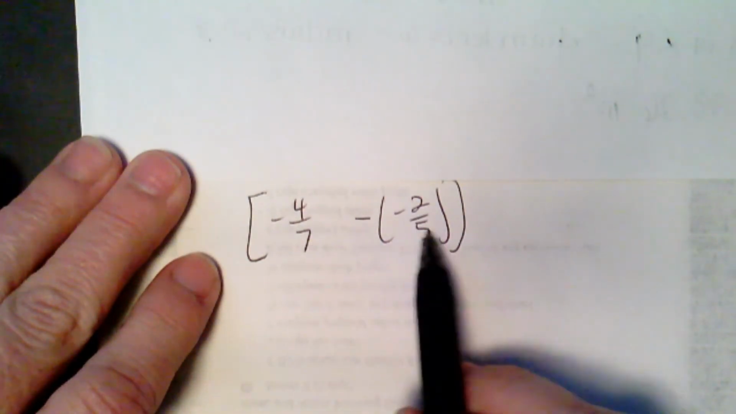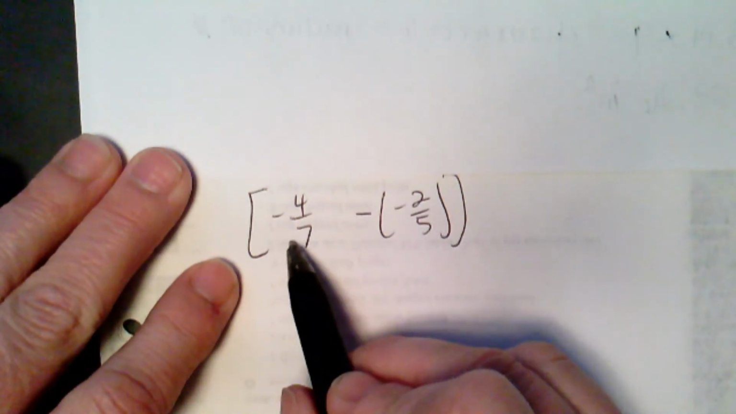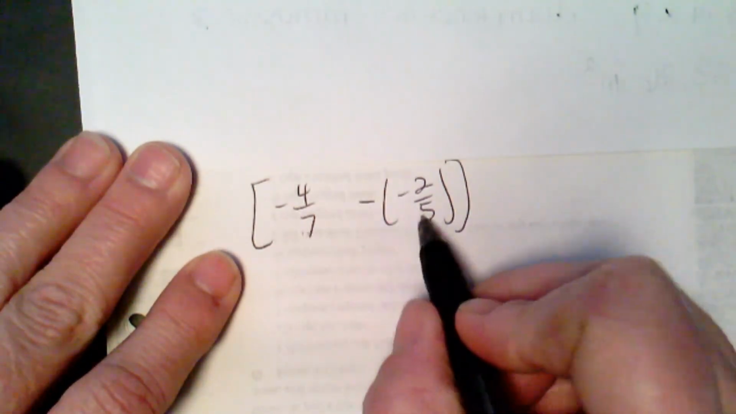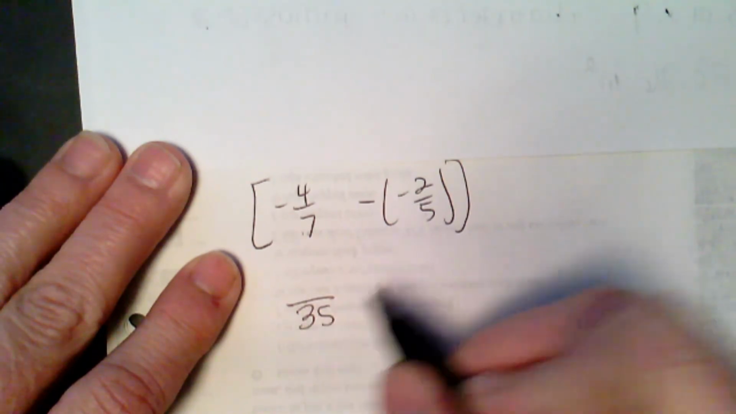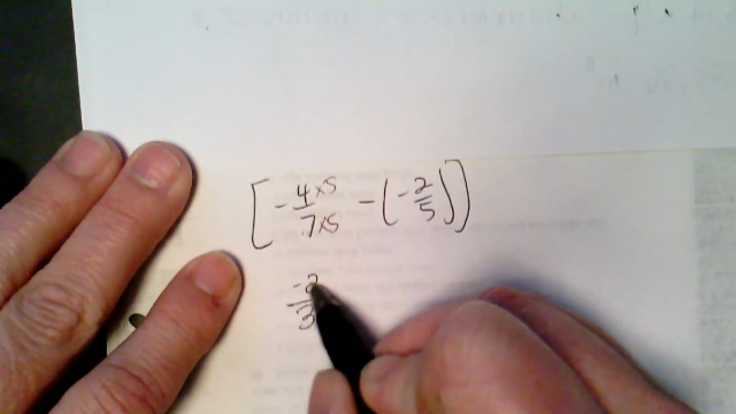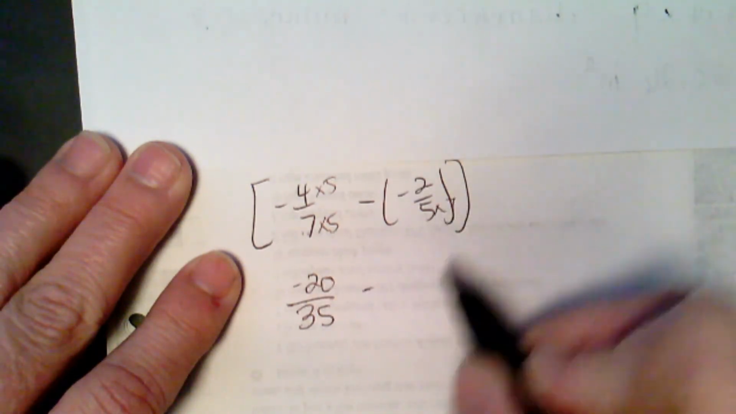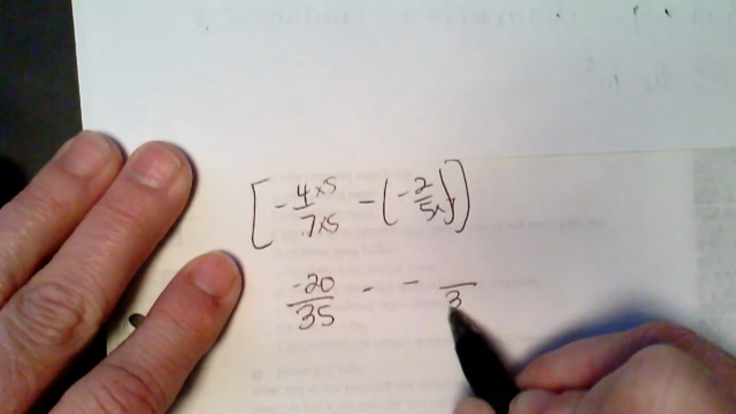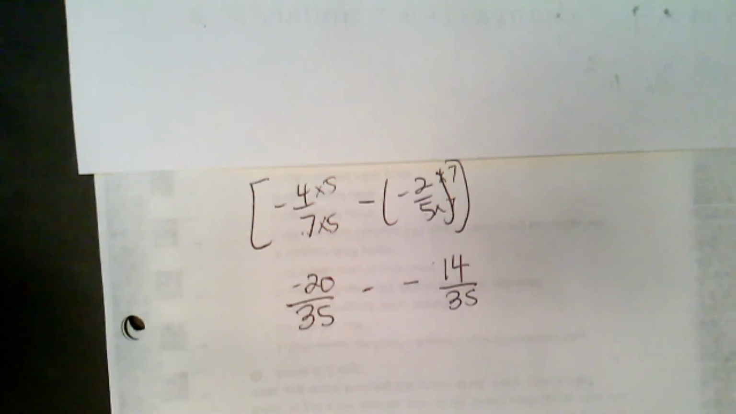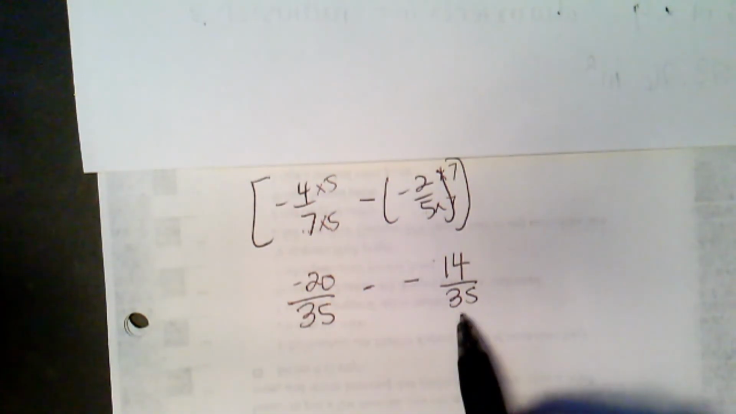Now they just put an extra bracket around there, don't know why. But we're going to solve inside. To be able to add or subtract, we need the same bottoms. So 7 and 5 both go into 35. So that means we times this one by 5. And this one times 7. So now our bottoms are the same.